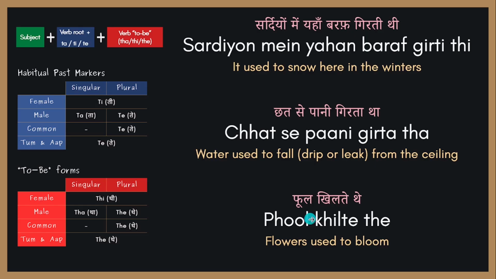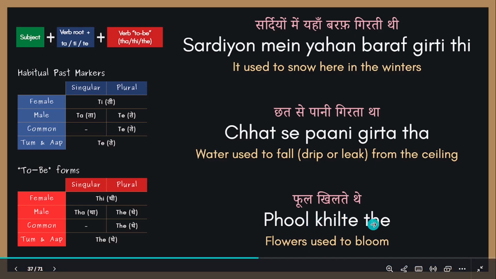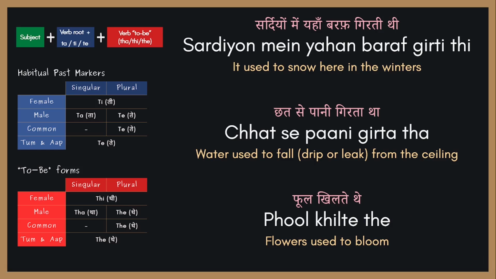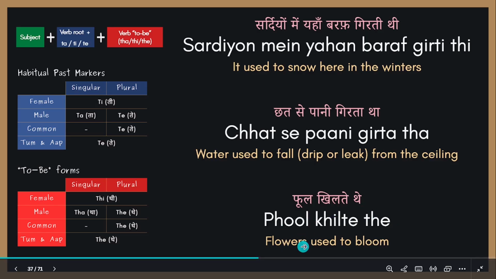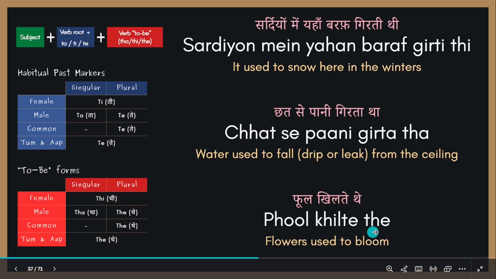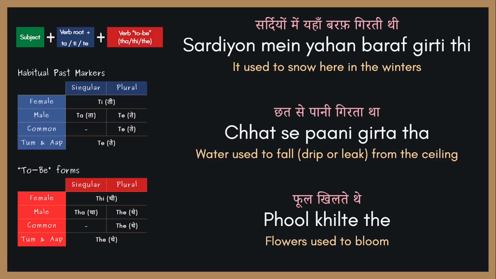Last one, फूल खिलते थे. Flowers used to bloom. Phool is flowers. Actually, phool is used for both one flower and multiple flowers. It has the same form in both singular and plural. Because khilte is used, you know that the phool here is a plural form. So, phool khilte the. Flowers used to bloom. If you were to make it a singular sentence, then it would become phool khilta tha, because phool is a male word. But here it is phool khilte the.